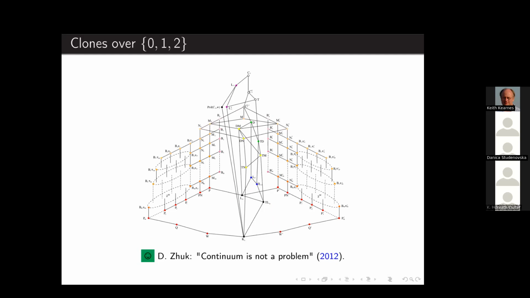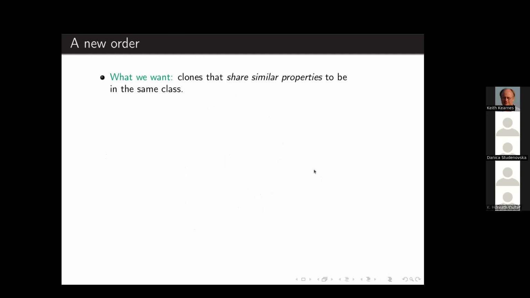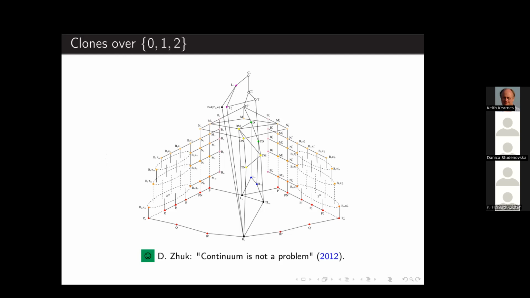And as you can see, in the 2 potatoes where it's written 2 to the omega, they are the only 2 areas where we have continuum many clones, and all the rest is rather tame, and well described by Dmitriy. So continuum is not a problem. However, having a complete description of L3 seems to be beyond hope anyway. So we need something stronger. We need a new order.